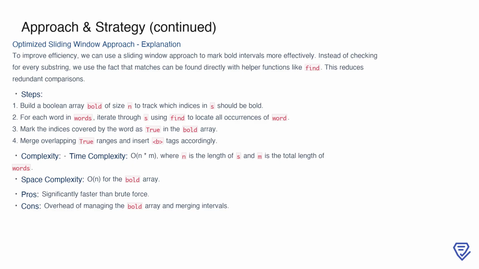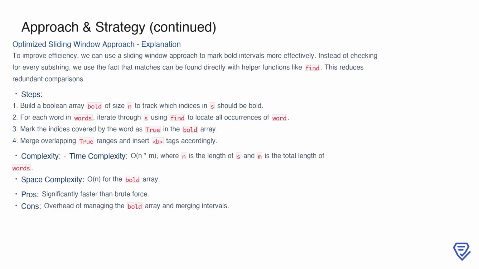For each word in the words list, we iterate through the string s and use the find function to locate all occurrences of the word. Each time a match is found, we mark the corresponding indices in the bold array as true. Once all words have been processed, overlapping ranges of true values are merged, and the B tags are inserted accordingly.